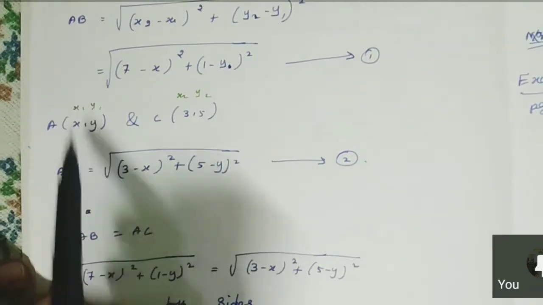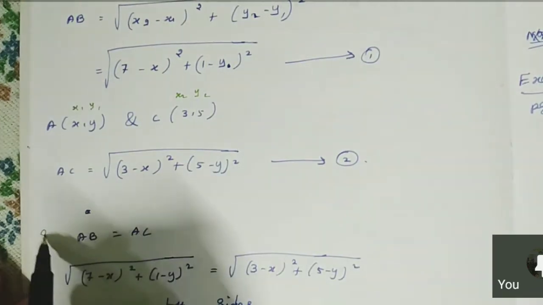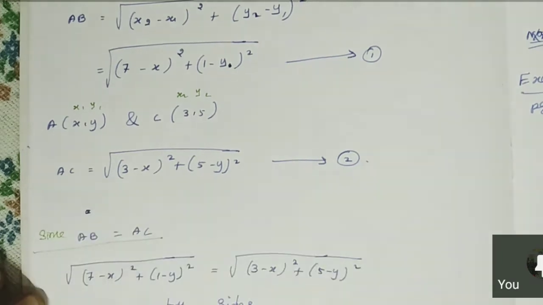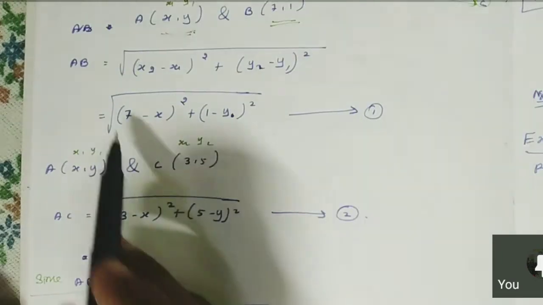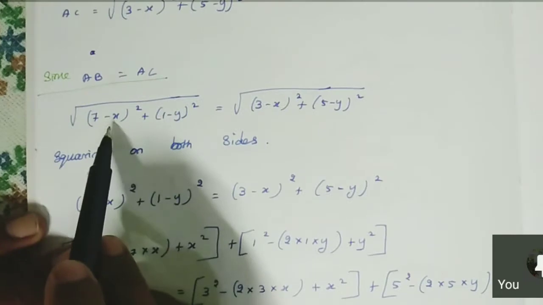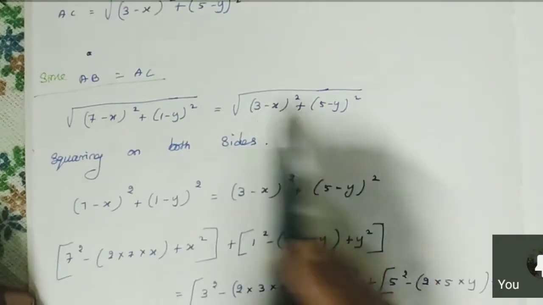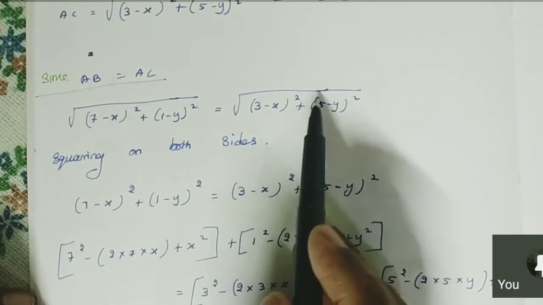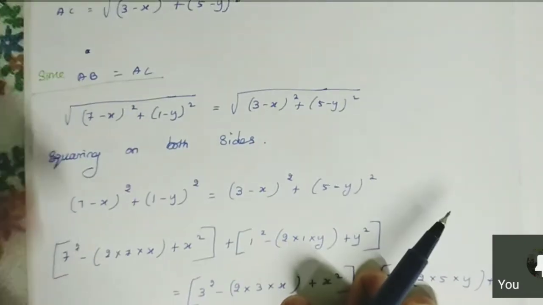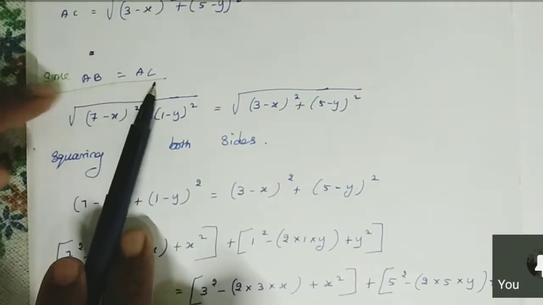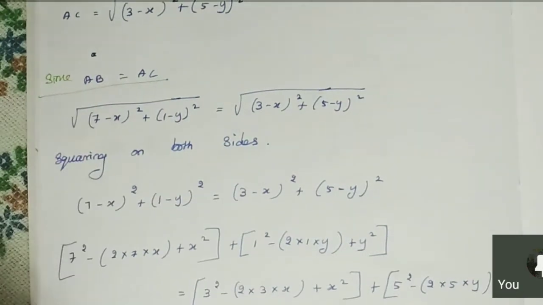Now AB is equal to AC, they gave in the problem, right? So since AB equals AC, we can write the first equation: root of 7 minus x the whole square plus 1 minus y the whole square is equal to root of 3 minus x the whole square plus 5 minus y the whole square, right? That is the distance AB which is equal to the distance AC. Are you clear?